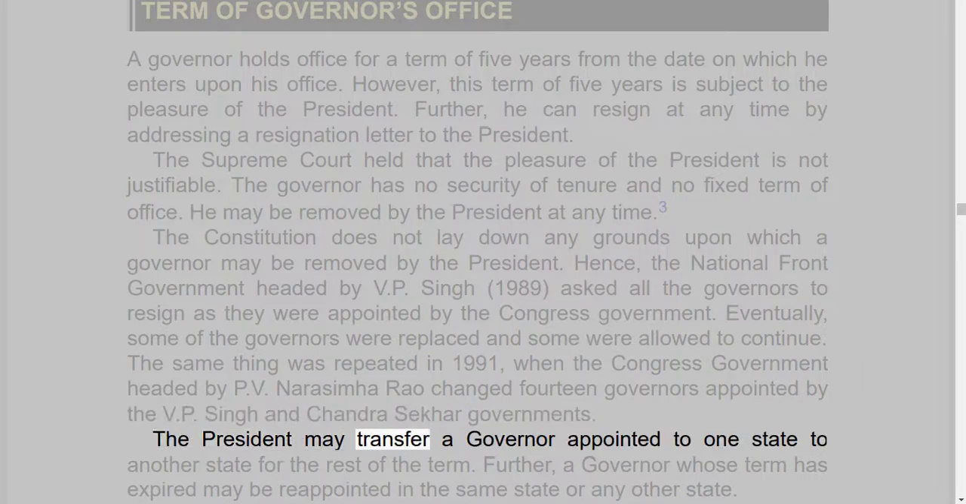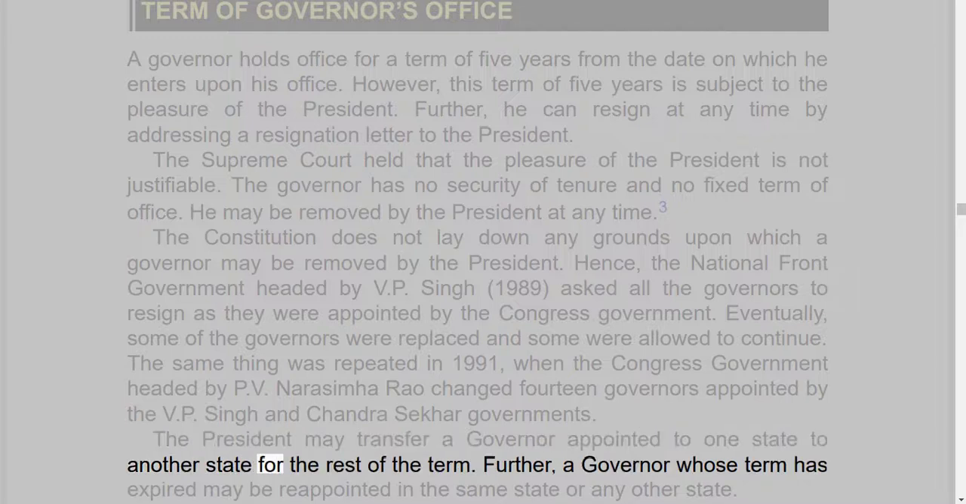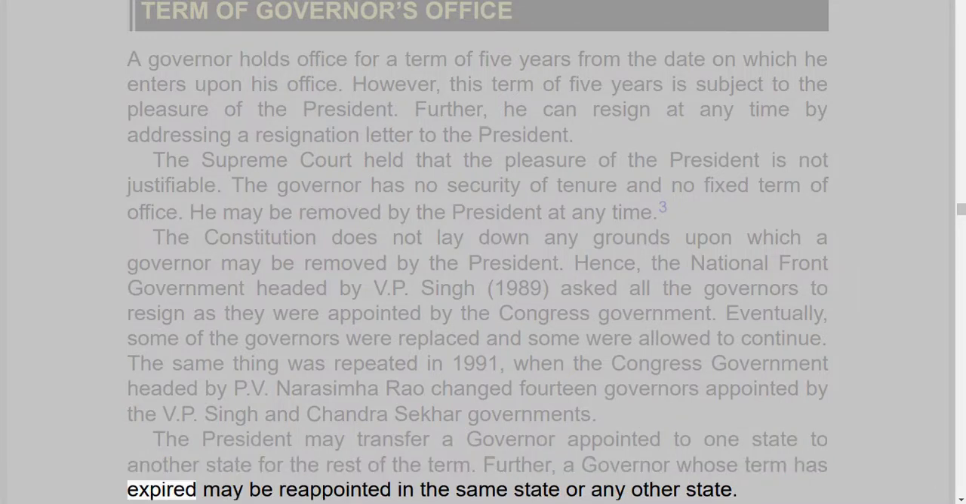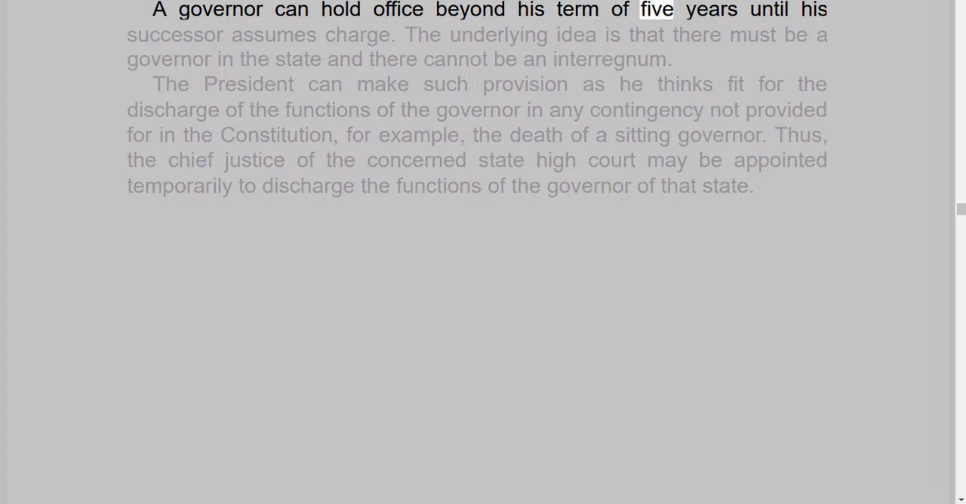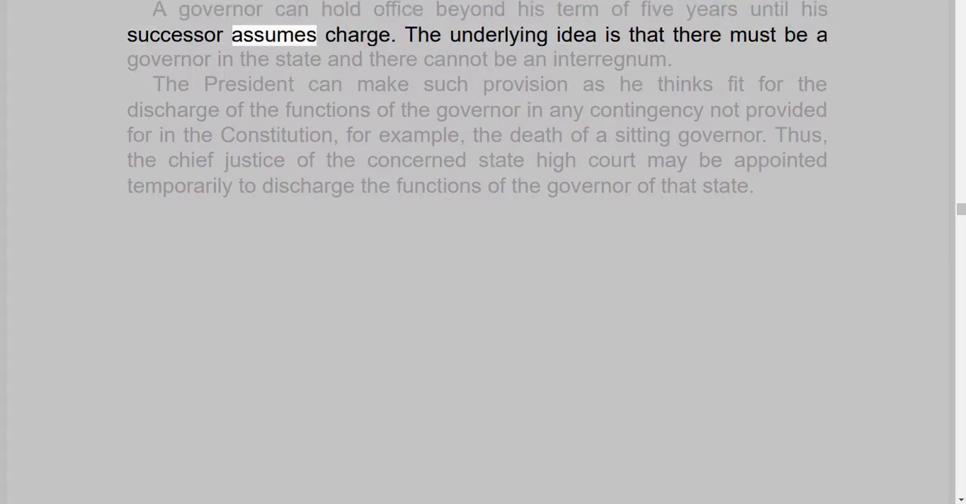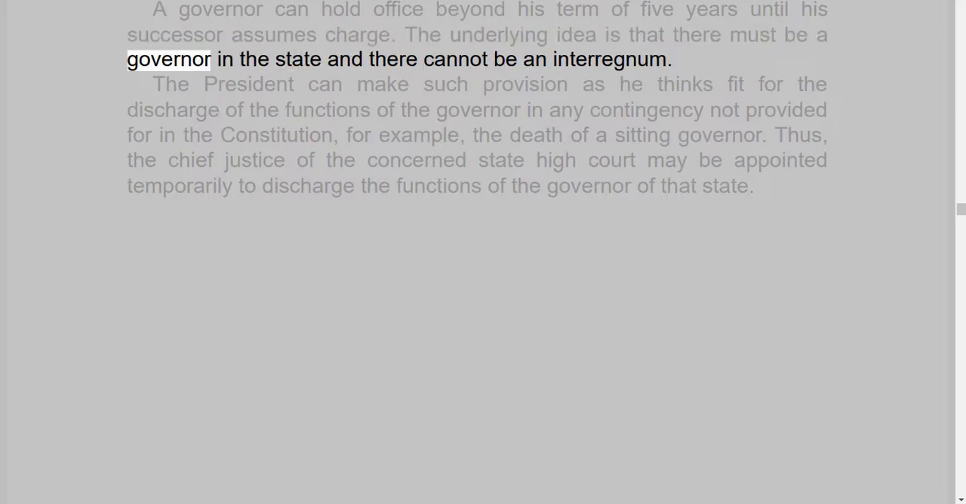The president may transfer a governor appointed to one state to another state for the rest of the term. Further, a governor whose term has expired may be reappointed in the same state or any other state. A governor can hold office beyond his term of 5 years until his successor assumes charge. The underlying idea is that there must be a governor in the state and there cannot be an interregnum.